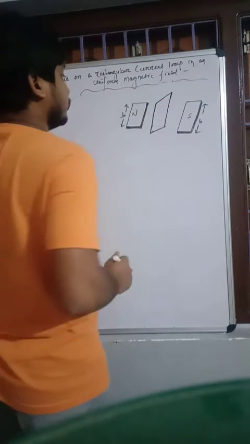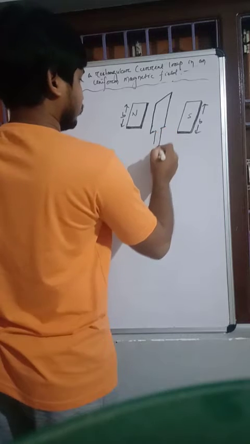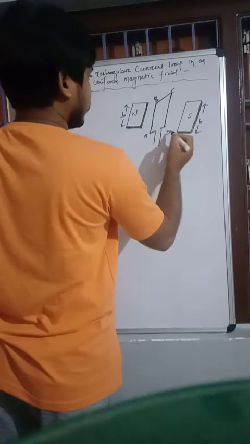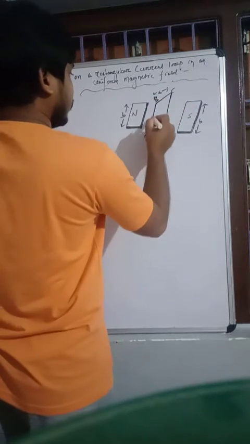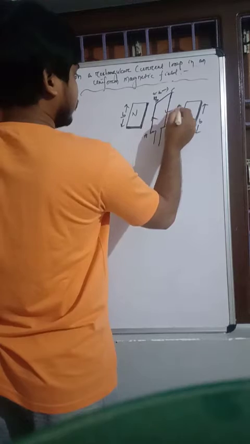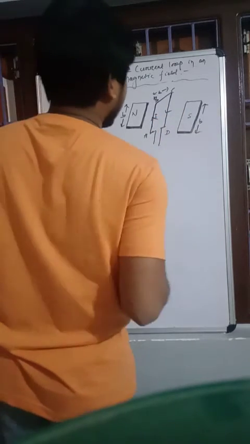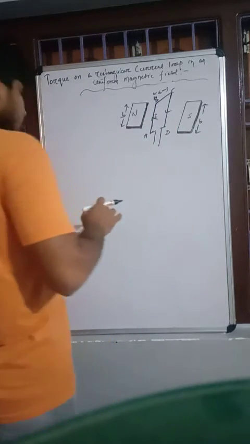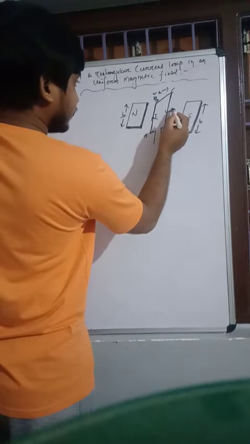This is the loop. Name it A, B, C, D, and this one is our A. Same current I is flowing in this direction. This is the magnetic field. Let the angle between the magnetic field and the plane of the loop be theta. B is directed in this direction.